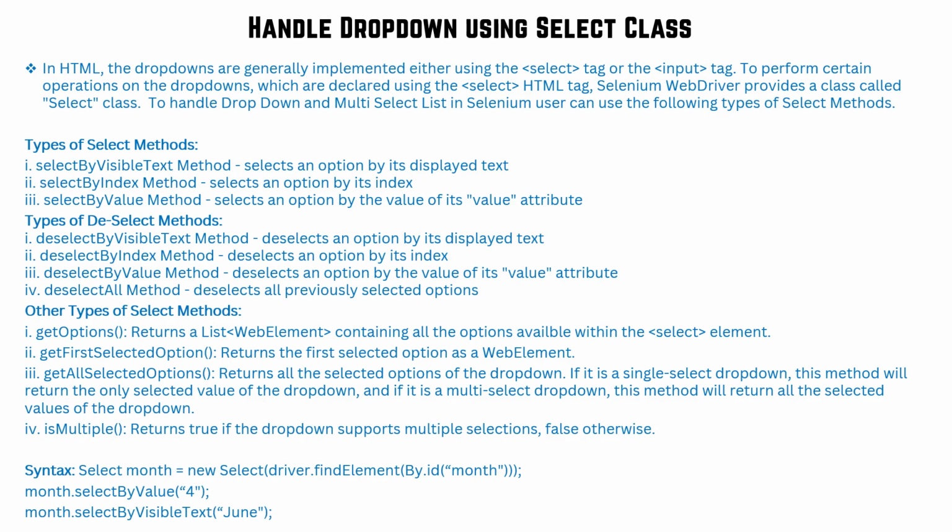Okay, and the Select class has a lot of methods available. Select by visible text, index, value. You can deselect also by visible text, index, value, and deselect all method. Apart from that, you can check whether that drop down is multiple or not, or you can get all the options. You can get the first selected option. You can get all the selected options as well with the help of the Select class to deal with the drop down, single or multi select drop down.